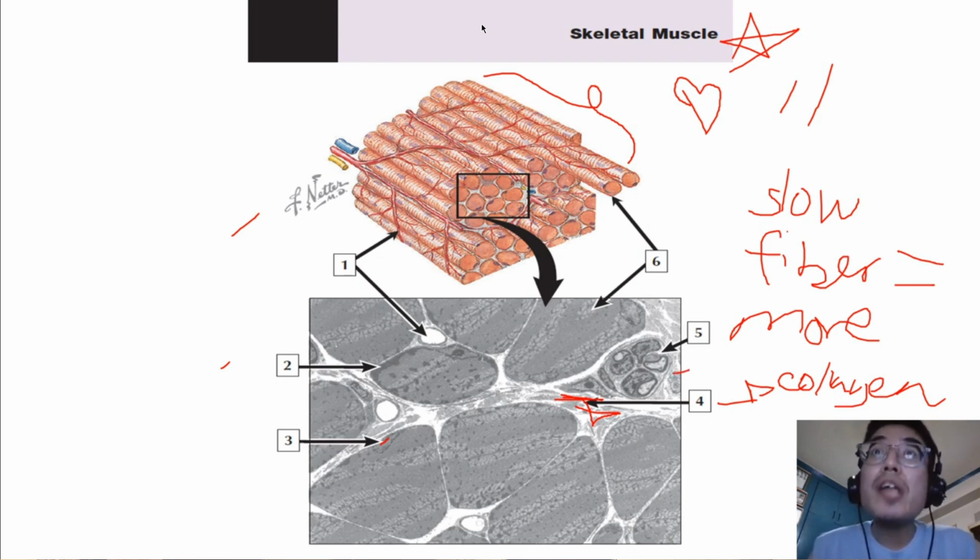And 6, as shown here both in the schema and in the electromicrograph, is a skeletal muscle fiber, which again, the different skeletal muscle fibers are separated by the space, number 4 here, called the perimysium.